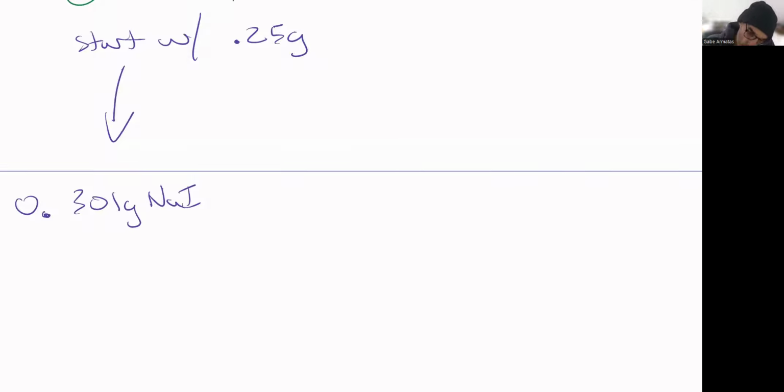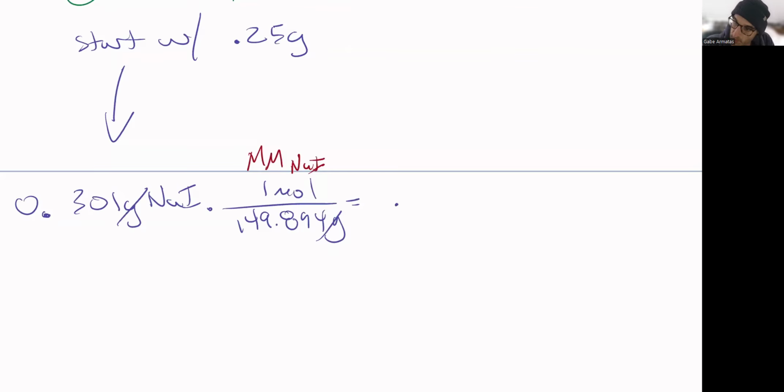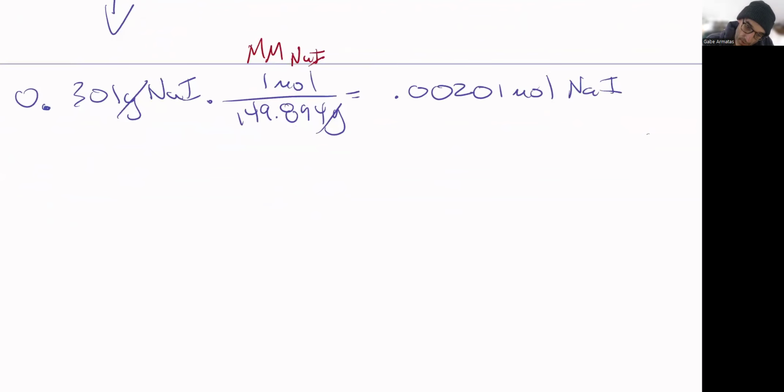Perfect. So we want to figure out how many moles this is. We're going to do a calculation using the molar mass of NaI. 1 mole is the molar mass in grams. Grams cancels, and I end up with 0.00201 moles of NaI, rounded to 3 sig figs. Great.